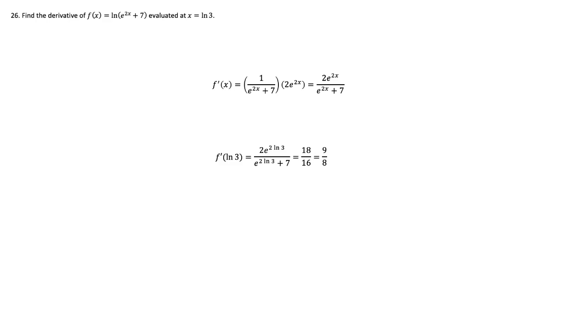Evaluating this at the natural log of 3, we're using properties of exponential functions and logarithms, and the fact that they are the inverse of each other, to get this as 18 over 16, or in the simplified form, 9 over 8.